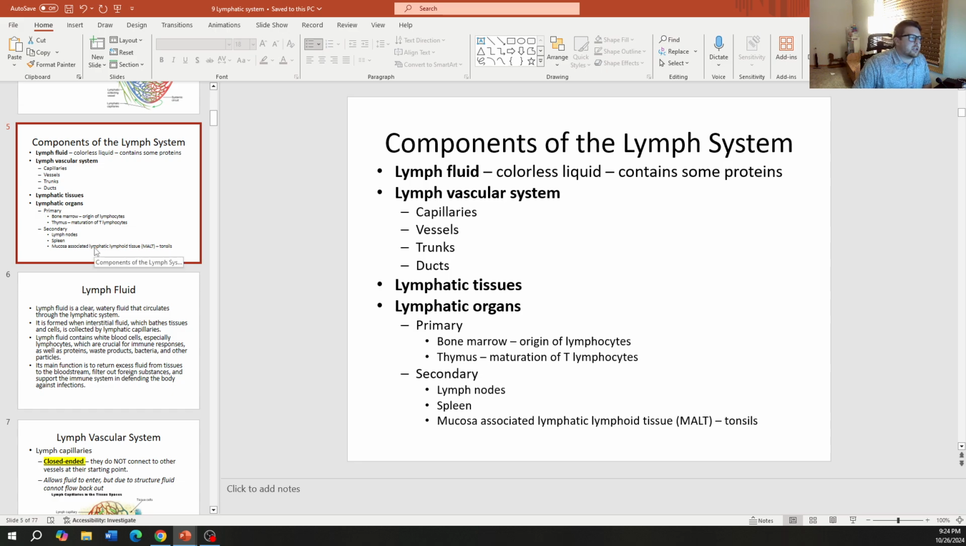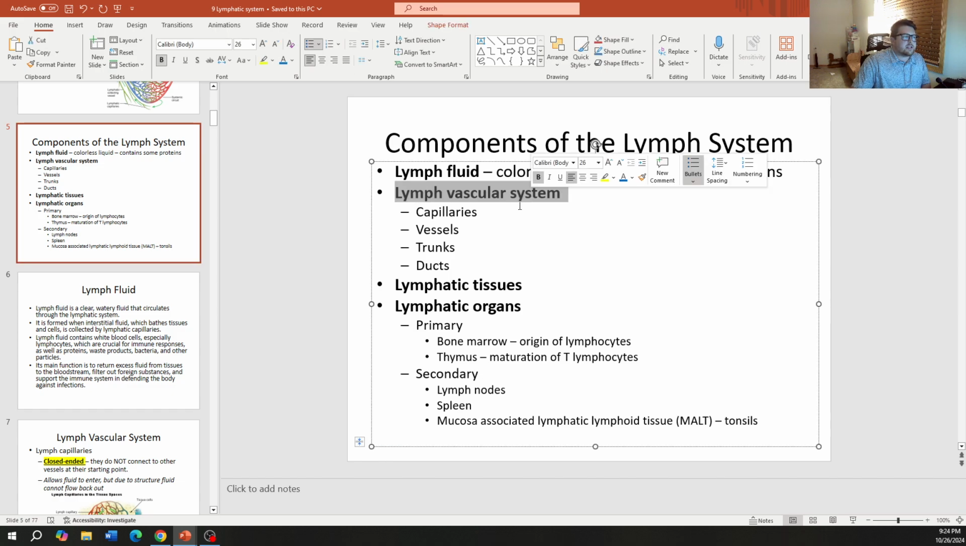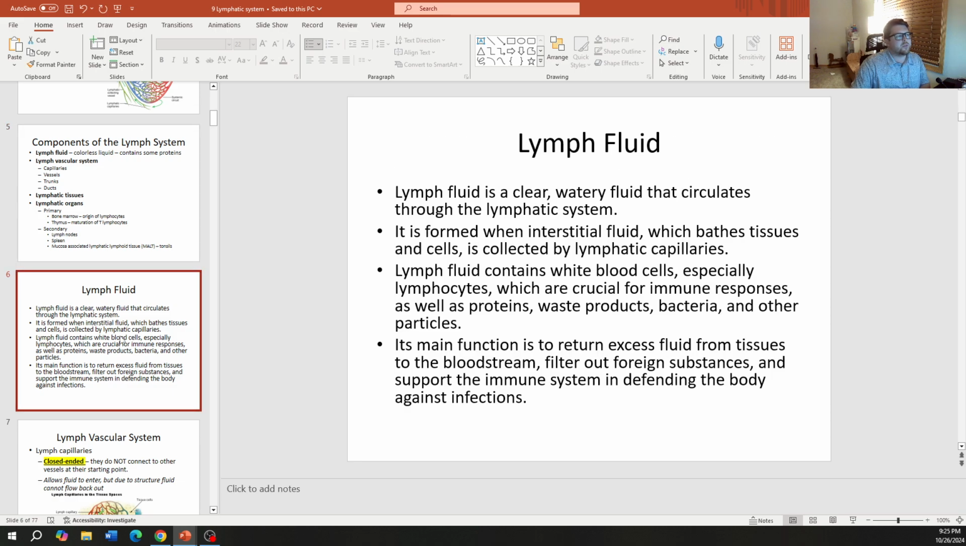So more of a general knowledge, some of the components that we're going to look at. We're going to talk about the lymph fluid. We're talking about the vascular system: capillaries, vessels, trunks, and then ducts. We'll go into lymphatic tissues and then also the lymphatic organs. There's primary organs and secondary organs, which we will get into.